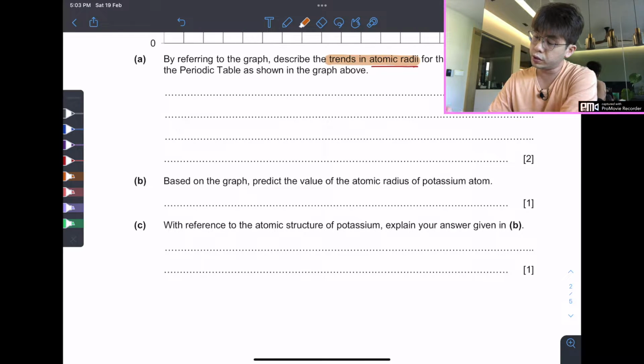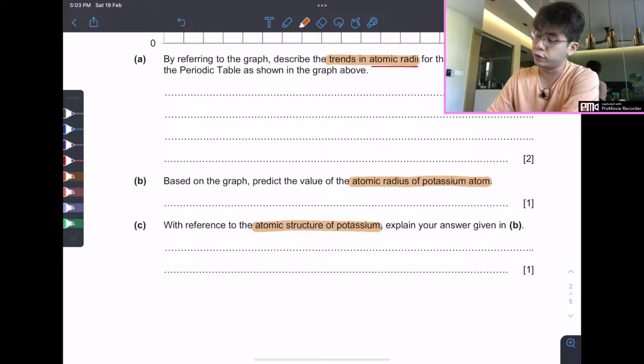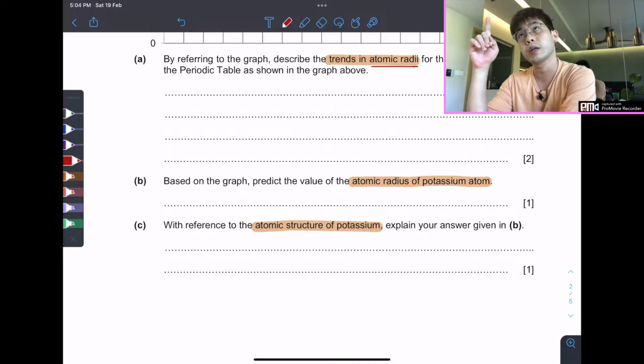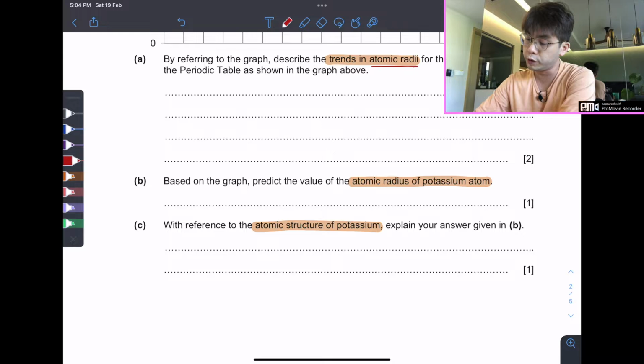Based on the graph, predict the atomic radius of potassium. So I need to find maybe there's a trend, and then I need to guess where potassium should be. And then I need to explain using the atomic structure of potassium. I know that potassium is from period 4, so it has 4 electron shells. I know potassium is from group 1, so it has 1 valence electron. So this must be a 2, 8, 8, 1. So I need to explain this later.